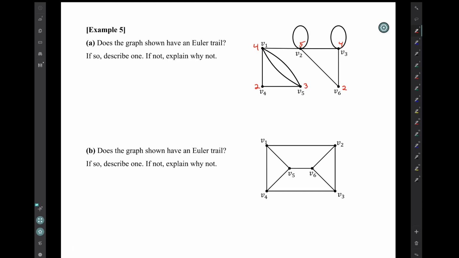There are the degrees of the vertices. Vertex 2 has degree 5, and vertex 5 has degree 3, and those are odd numbers, and all the other vertices have even degree. So yes, it has an Euler trail, so it must start and stop at one of those odd degree vertices. So let's just describe an Euler trail. Let's put some edges in to help us describe the trail more precisely.